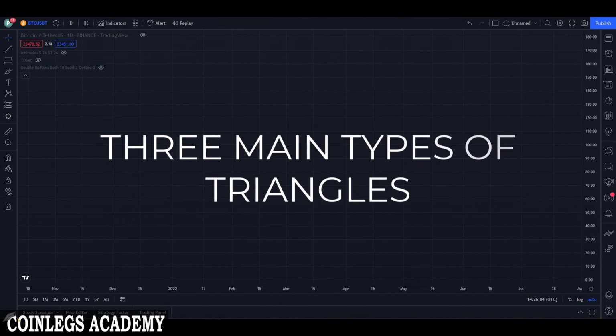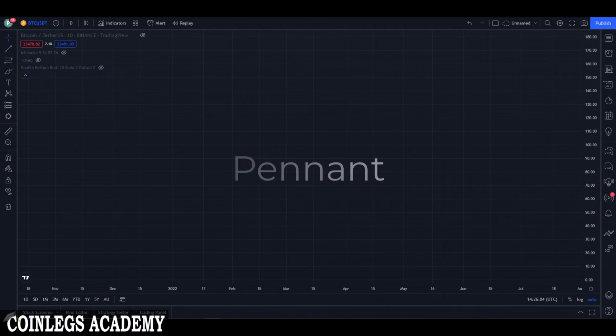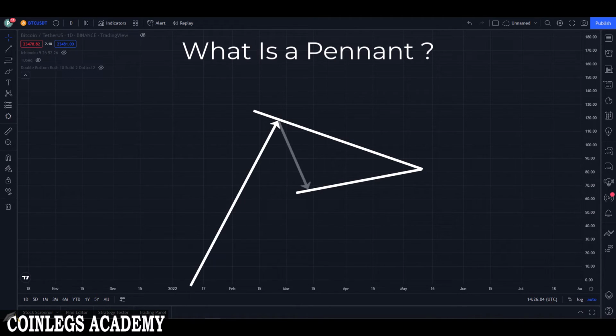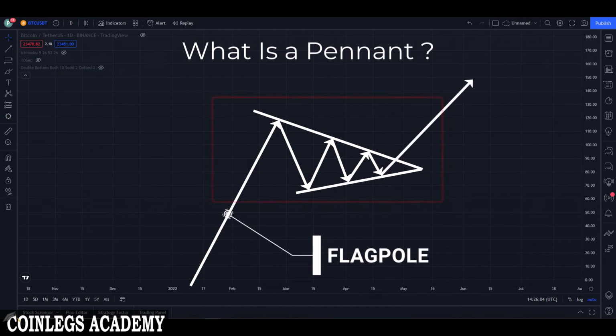We learned three main types of triangles. Now let's look at one specific pattern, the pennant. What is a pennant? In technical analysis, a pennant is a type of continuation pattern formed when there is a large movement in price, known as the flagpole, followed by a consolidation period with converging trend lines.